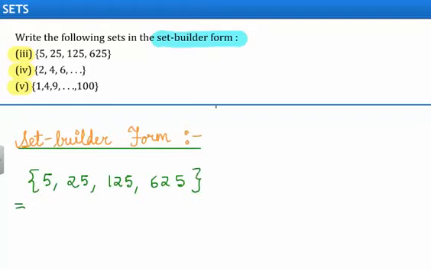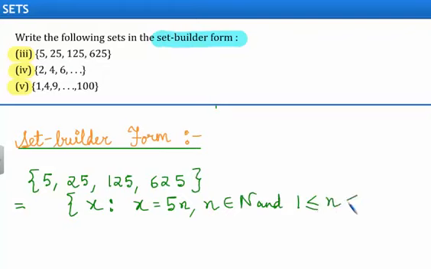Hence, the given set can be written in set builder form as x is such that x is equal to 5n, where n belongs to the set of natural numbers and 1 less than or equal to n less than or equal to 4. So this completes the third part.